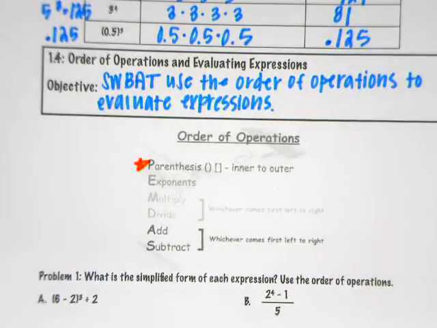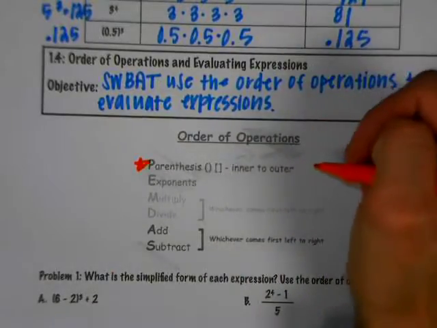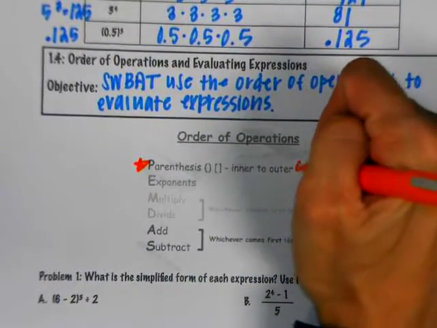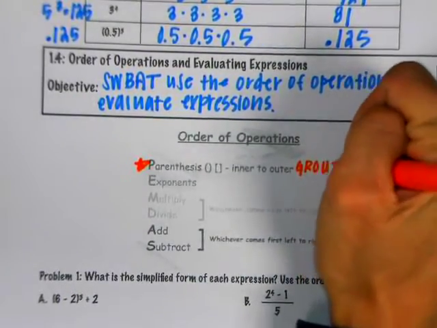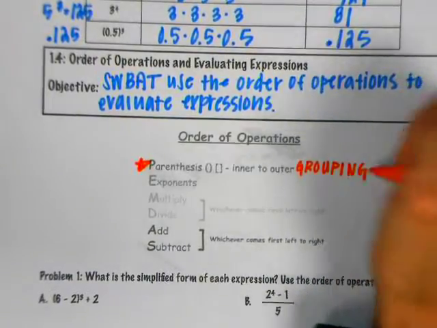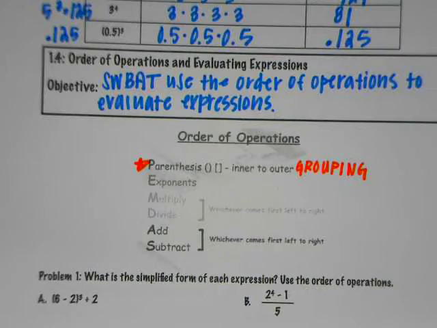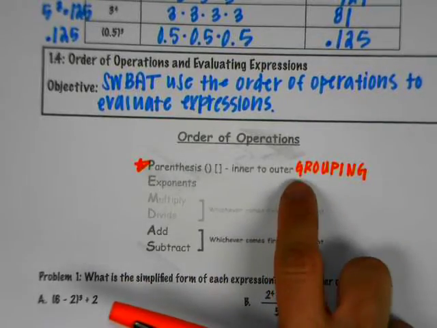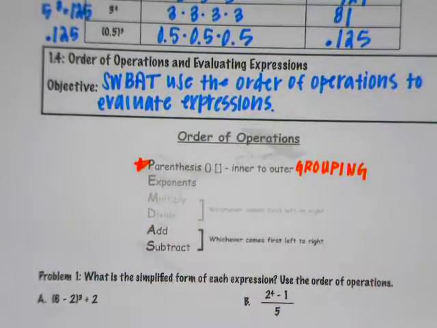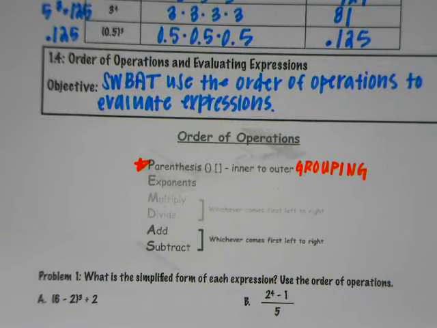And you go inner to outer. And this one actually, it's not really parentheses. It's all grouping symbols. So I had a friend teacher who instead of saying, please excuse my dear Aunt Sally, he would say, grouping symbols excuse my dear Aunt Sally, because it's technically grouping. It's parentheses, it's brackets, it's anything that groups things together.